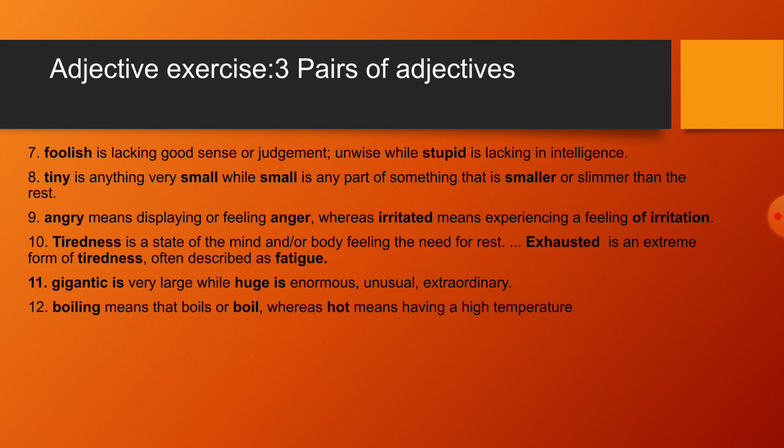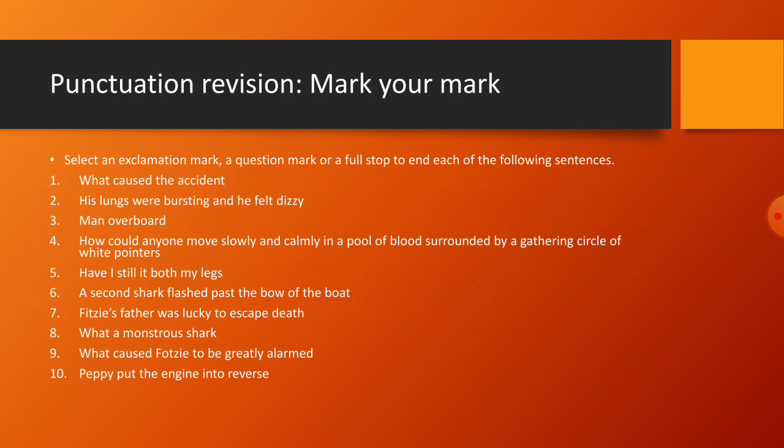Tiredness is a state of the mind and or body feeling the need for rest. However, exhausted is an extreme form of tiredness, often described as fatigue. Gigantic is very large, while huge is enormous, unusual, extraordinary. Boiling means that boils or boil, whereas hot means having a high temperature, right?